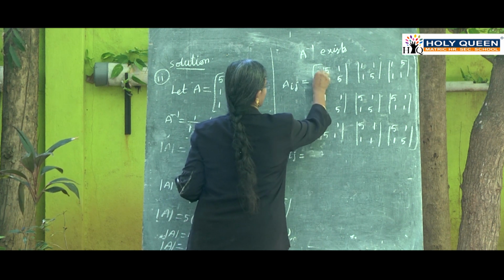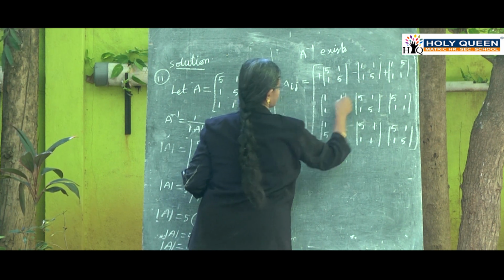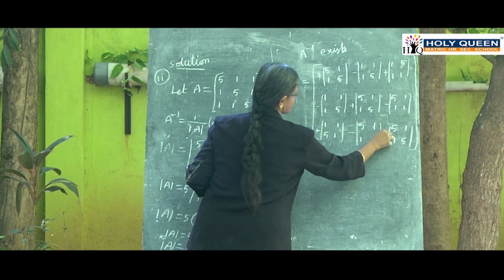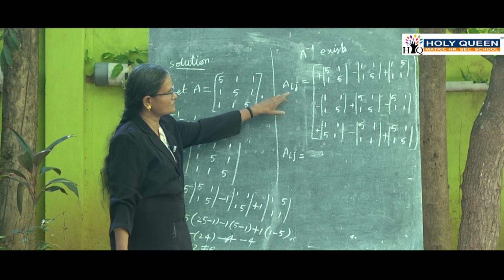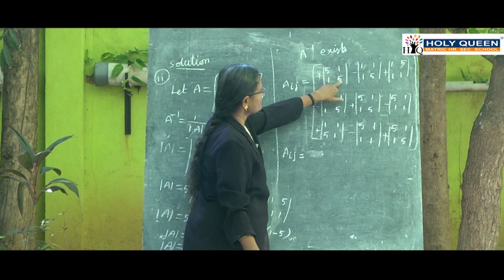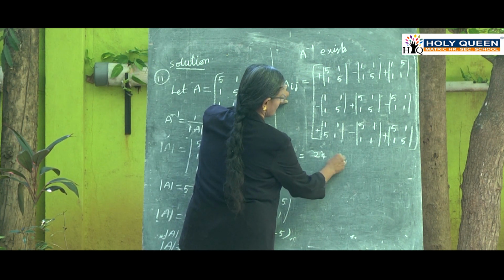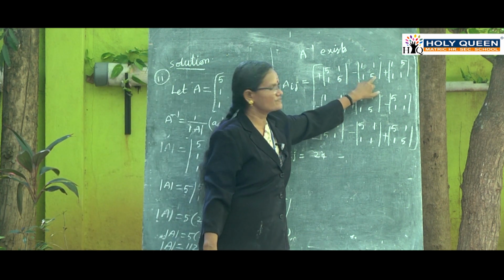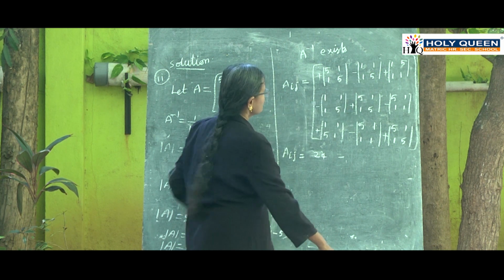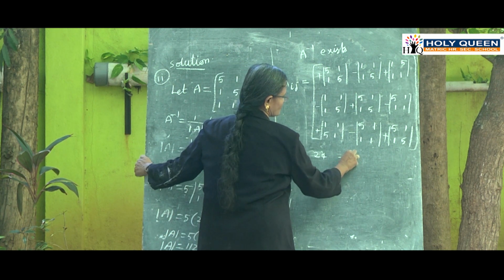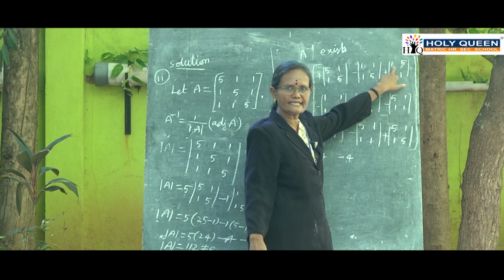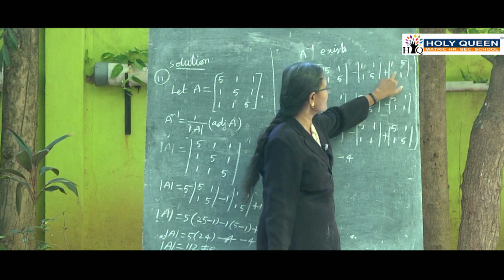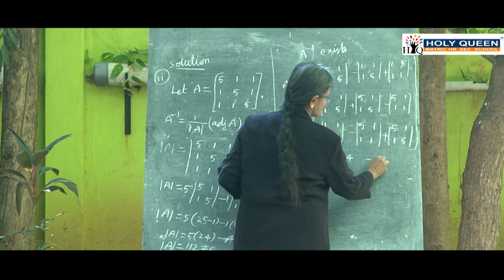Write down the symbols here: plus, minus, plus, minus, plus, minus, plus, minus, plus. Now, we can find out the value of the determinant. 25 minus 1, 24, then minus of product of the leading diagonal element 1 into 5, 5, then minus 1. That is 5 minus 1, we get 4. Next one, product of the leading diagonal element 1. 1 minus 5, we get minus 4.